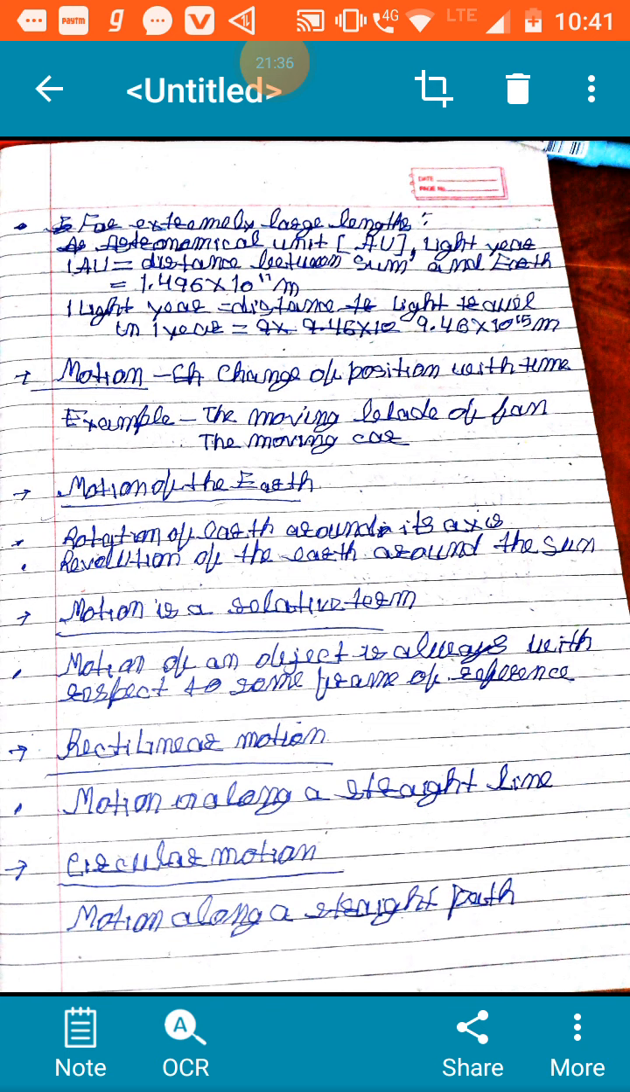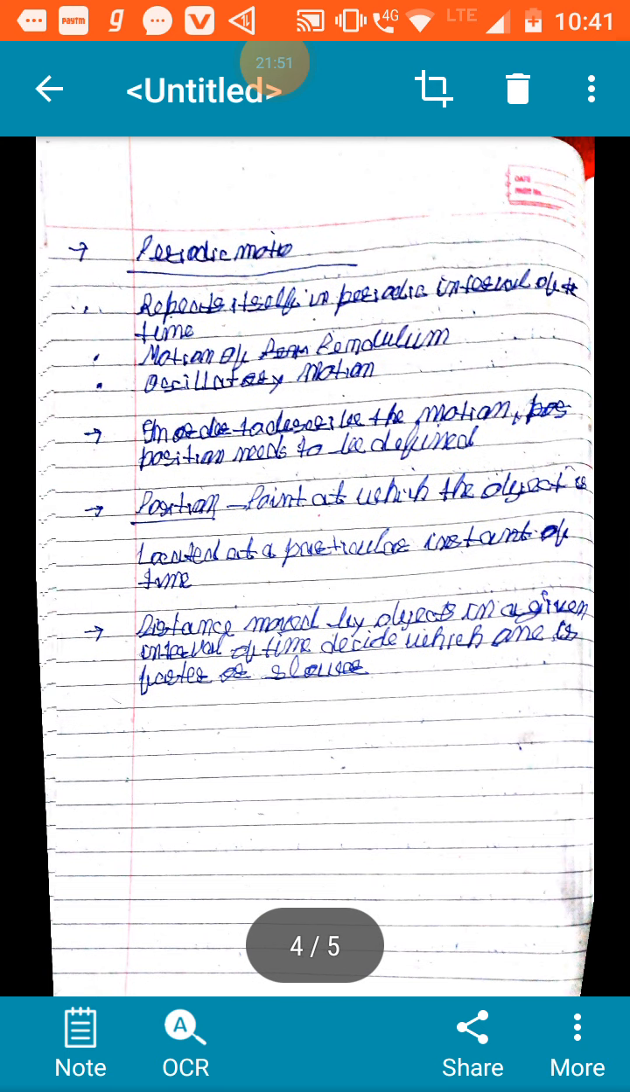Rectilinear motion: motion along a straight line. Circular motion: motion along a circular path. Periodic motion: motion that repeats itself at a periodic interval of time, for example, motion of a pendulum. Oscillatory motion.